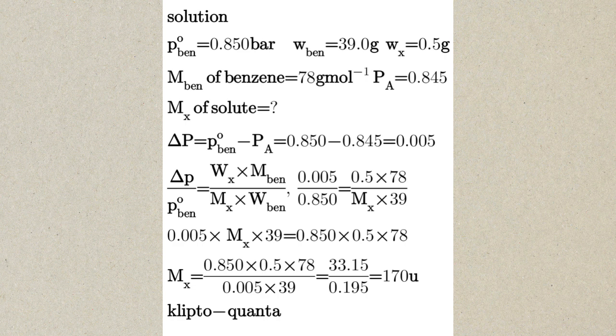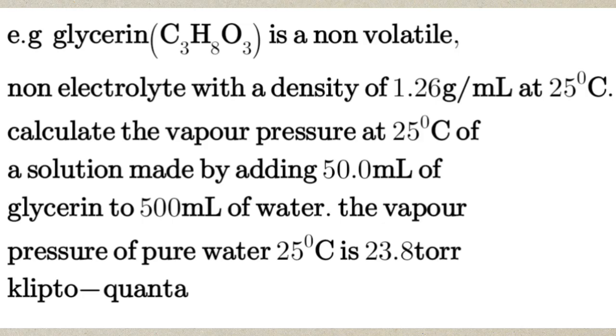So we cross multiply and do some rearranging. Our molecular mass of X would be equal to 170. So can you see how simple it is? Let's take a look at this second example.